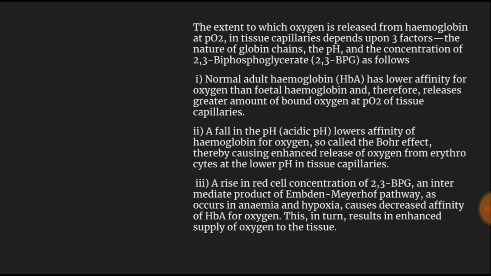So the first point under these three factors is the normal adult hemoglobin. Normal adult hemoglobin has a lower affinity for oxygen than fetal hemoglobin. Now comparing an adult and a fetus in how strongly the hemoglobin is attracted toward the oxygen molecule, the fetal hemoglobin has higher affinity compared to normal adult hemoglobin. So fetal hemoglobin captures oxygen faster than adult hemoglobin. So they are bound in a greater amount at the PO2 of tissue capillaries.